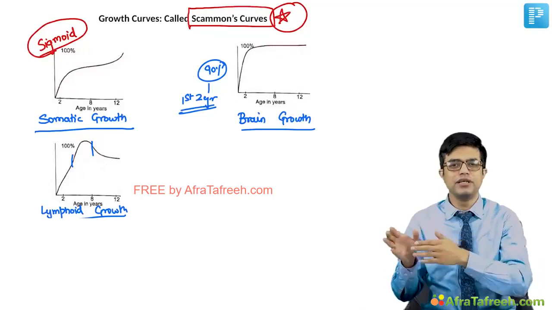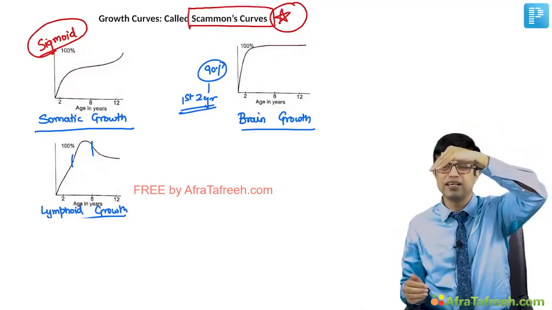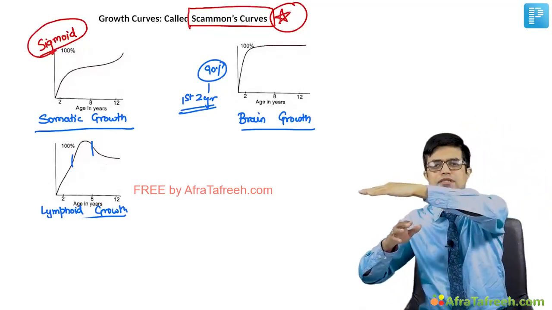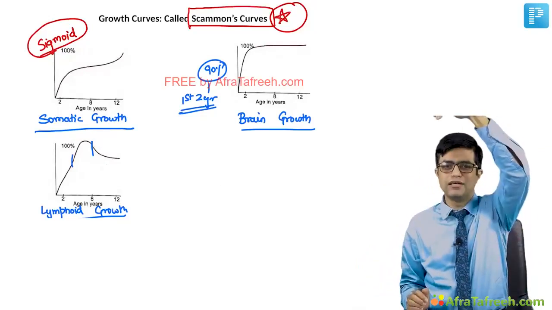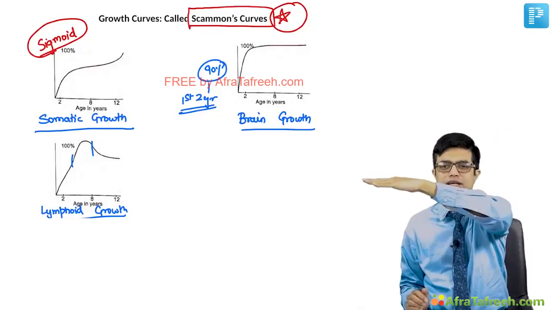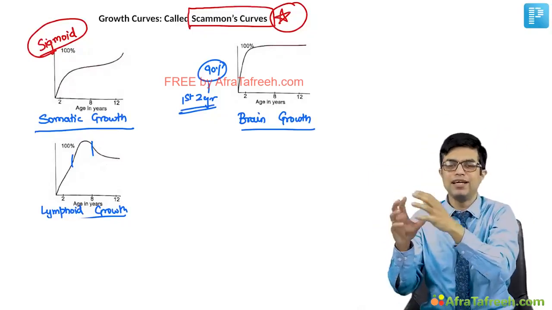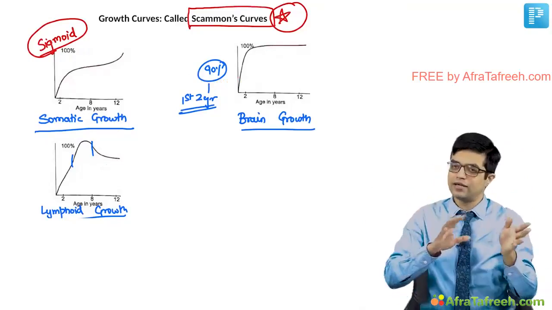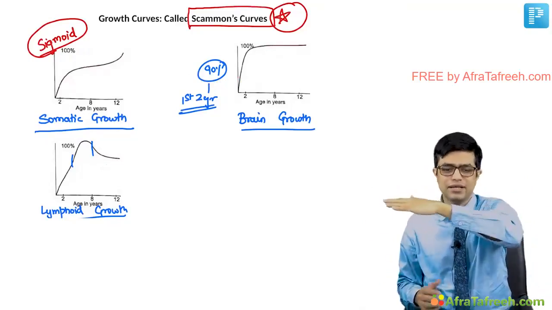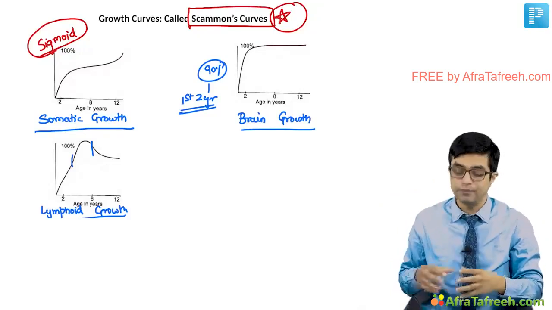And after 8 to 10 years, the lymphoid tissue starts to regress a bit and then it becomes stable, and adult values are attained. So this type of pattern, growth peak between 4 to 8 years and then becoming static, with some regression happening mainly in the nasopharyngeal and pharyngeal tonsils while other tissues become static, is known as the lymphoid growth pattern.